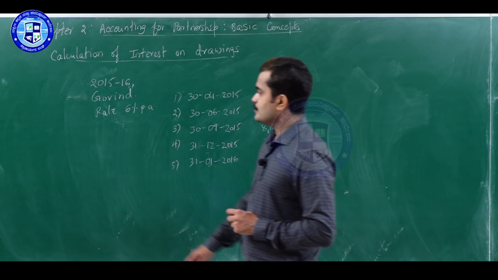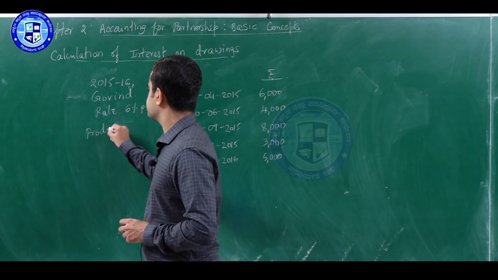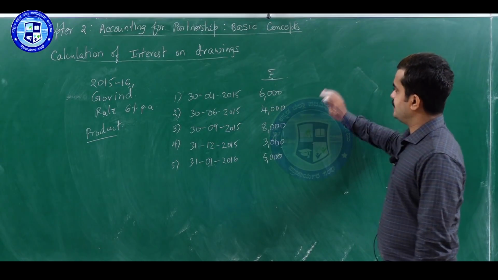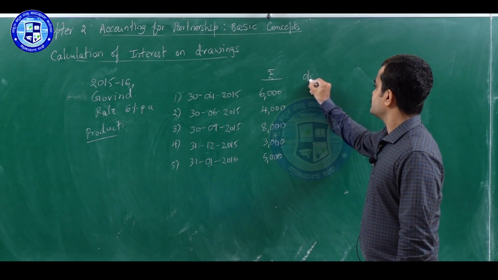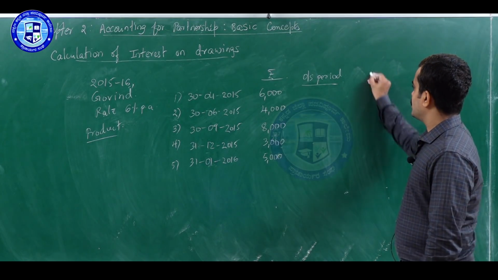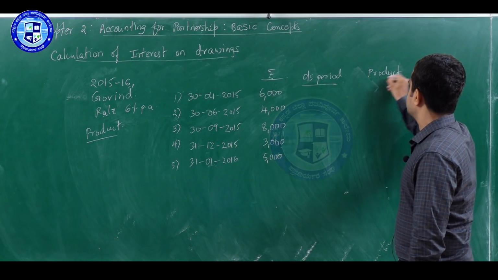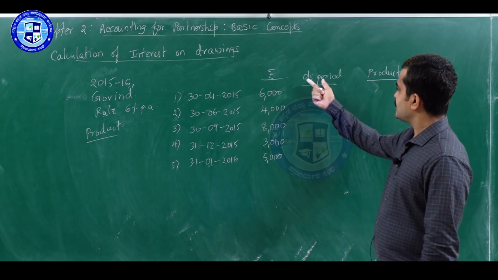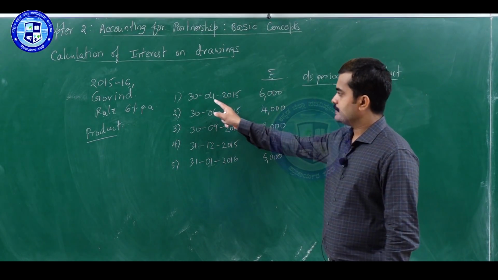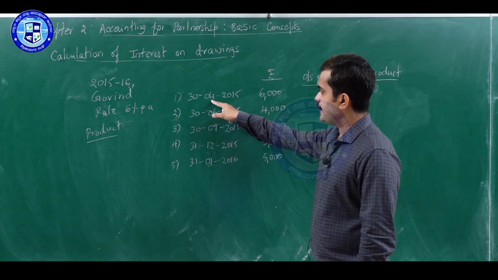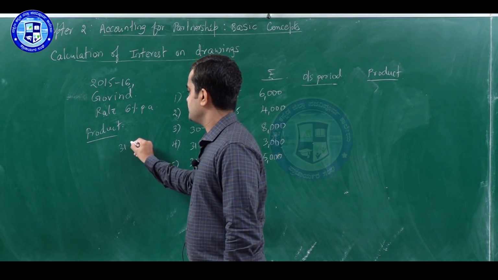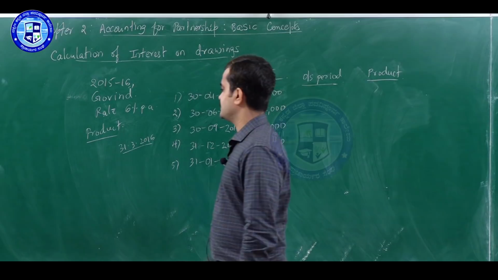So, now we have to use the product method. For that, we have to take two extra columns here. One column is for outstanding period in months and the last column for product. So, what is this outstanding period? Outstanding period is from the date of withdrawal to the last day of that accounting period, which is 31st March 2016.